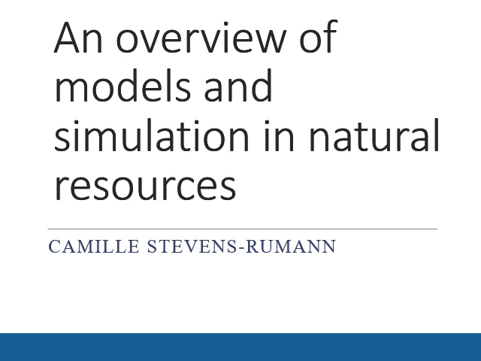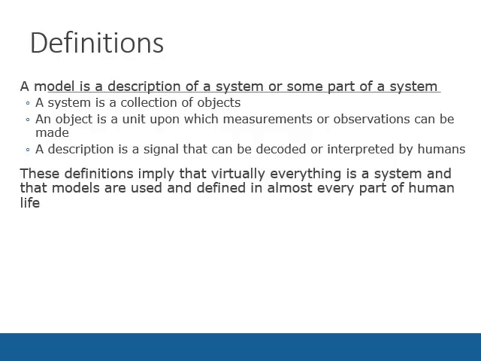So now let's start to look at predictions and models in this brief overview. First, I want to cover a few definitions. A model is a description of a system or some part of a system. A system is a collection of objects. An object is a unit upon which measurements or observations can be made. A description is a signal that can be decoded or interpreted by humans.